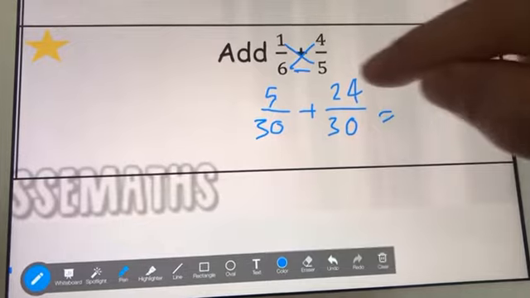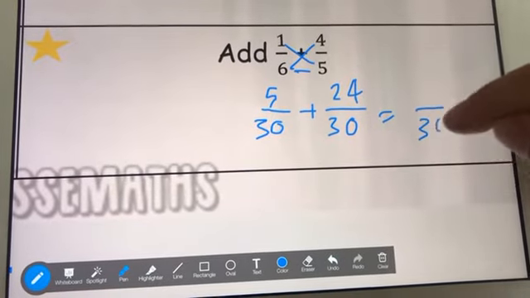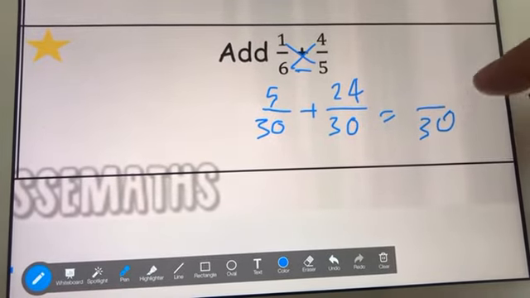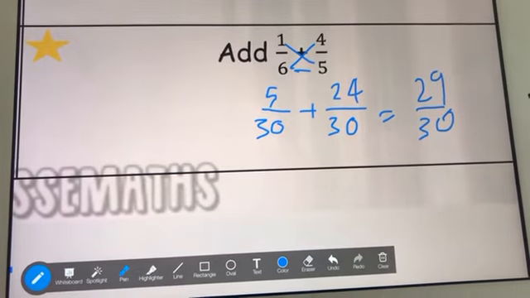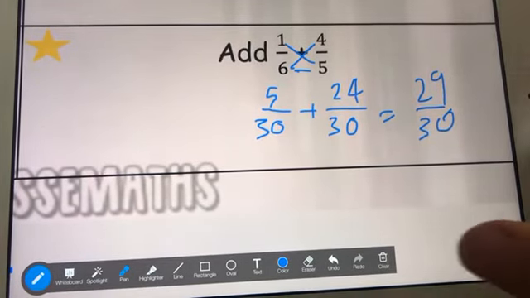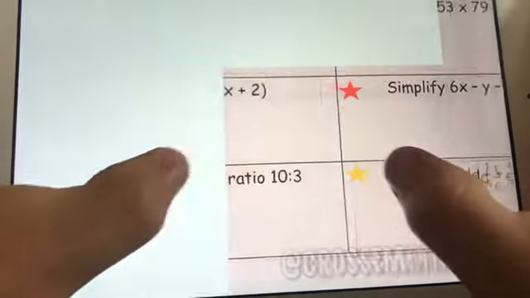Once I'm there, I just add the tops, keep the bottom exactly the same. 5 plus 24 leaves me with 29. So my answer is 29 over 30. That's 2 points.